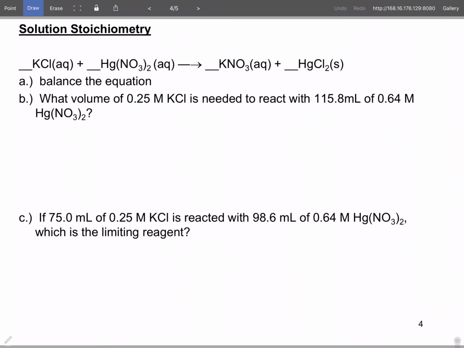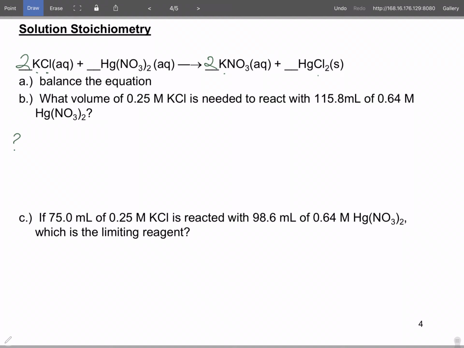Oh, I don't have any grams. So, wait, first thing I have to balance the equation. Oh yeah, forgot that. So 1 potassium, 1 potassium. Okay, 1 chlorine, 2 chlorines. So I have to have a 2 here. So that means I have to have a 2 here. So if I do that, then I have 2 potassiums, 2 potassiums, 2 chlorides, 2 chlorides. Now I have 2 nitrates and 2 nitrates, 1 mercury, 1 mercury. I'm good. Okay.